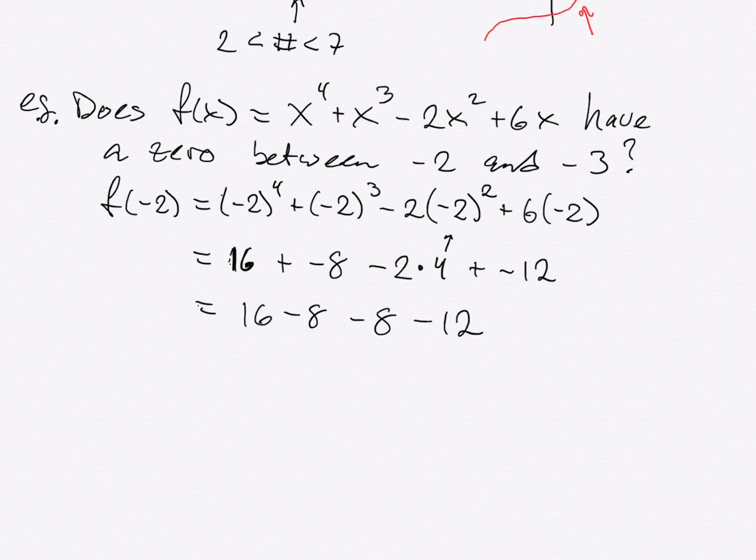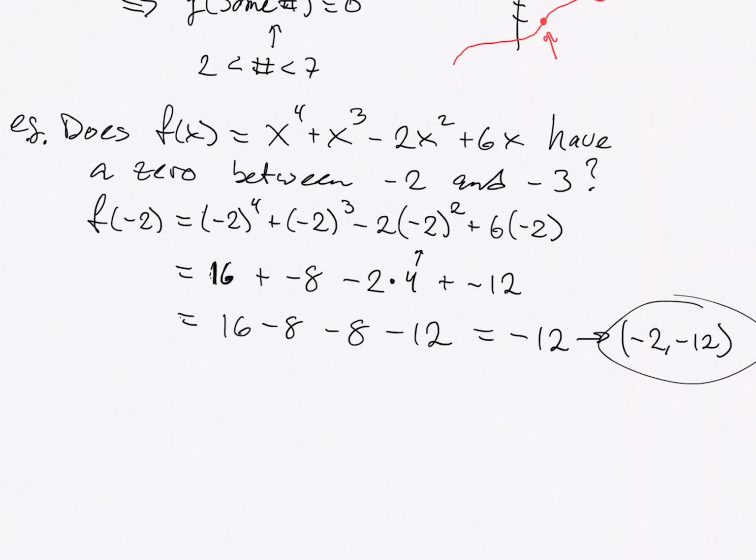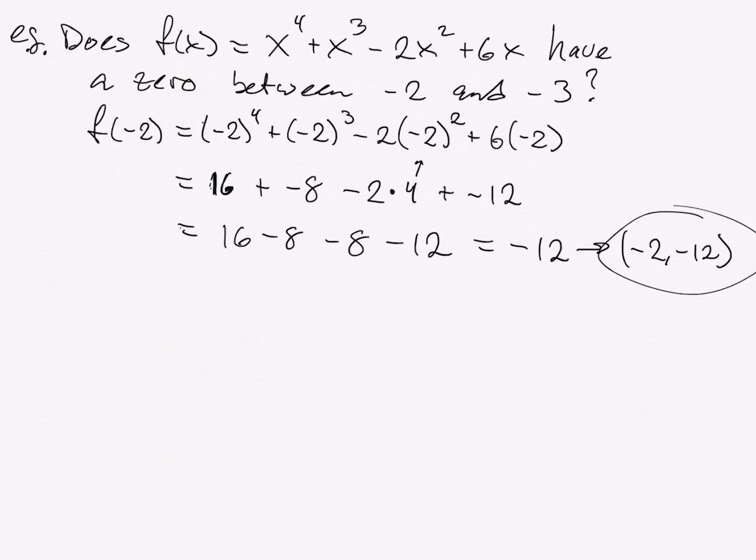And obviously that is equal to negative 12. So our first point that we're working with here started with an x value of positive 2, finishing with a y value of negative 12. So let's write down those coordinates, -2, -12. Great. We're going to go through that process one more time with the x value of -3, and then we'll be able to make our decision about whether or not we have a 0. In other words, whether or not the graph would cross the x-axis with an x-coordinate that's between -3 and -2.